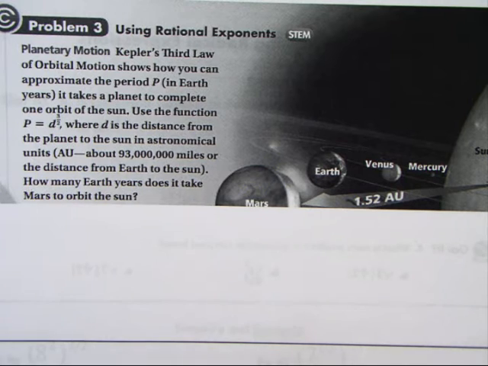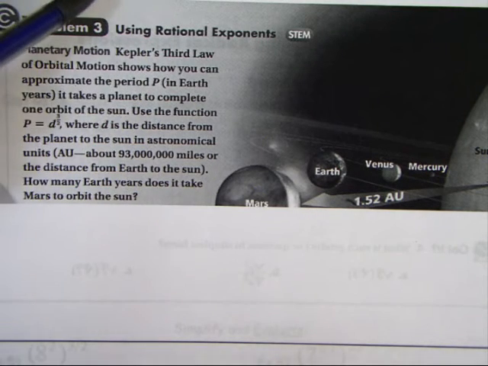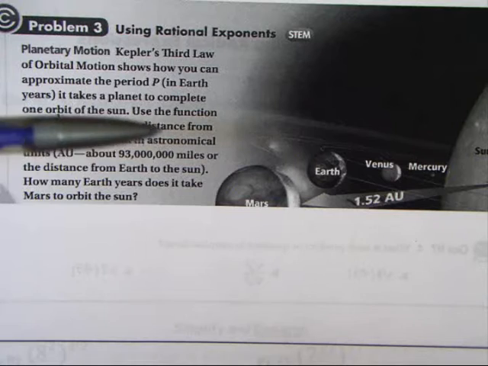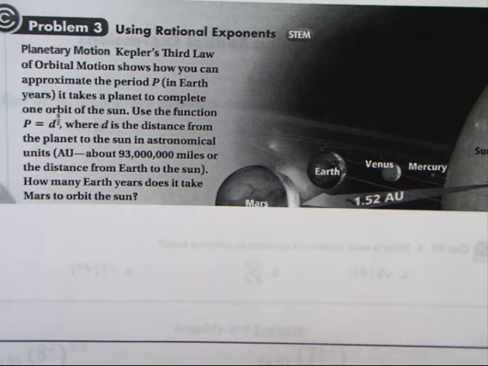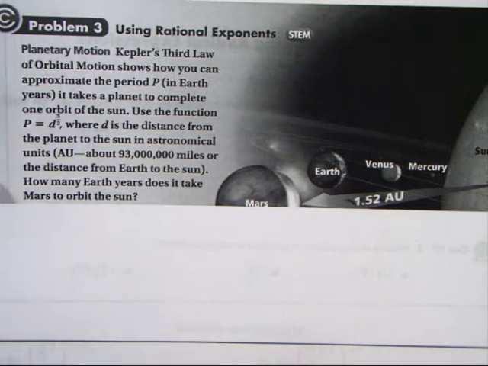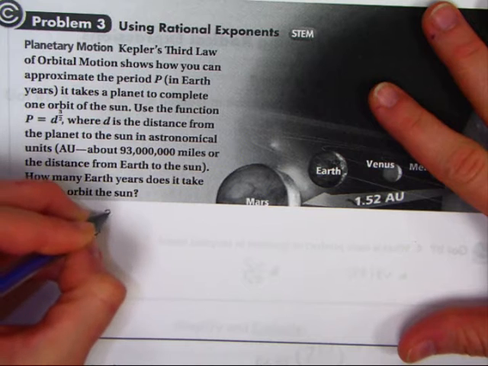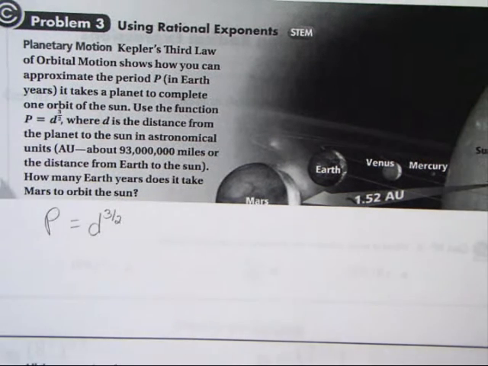Wow. So pretty much here's what we know. An Earth year is 1 year to us. They're using the letter P to describe that. What they're asking us is how many Earth years does it take for Mars to go around the sun? So all of that stuff pretty much to say how many years does it take Mars to orbit the sun? Well, they gave us an equation, and let's see what we can plug in.